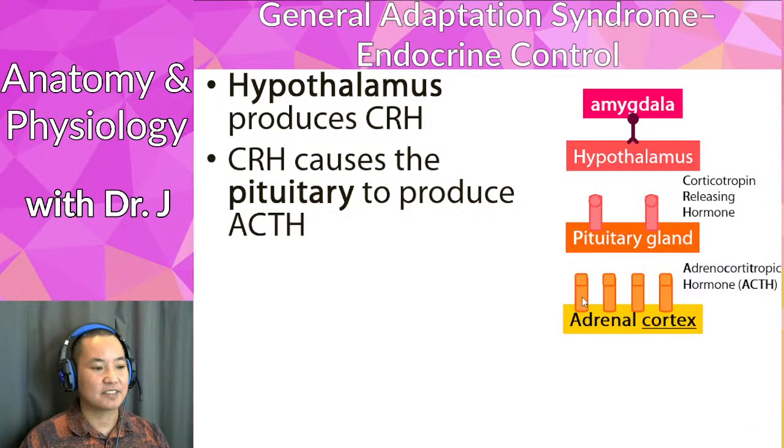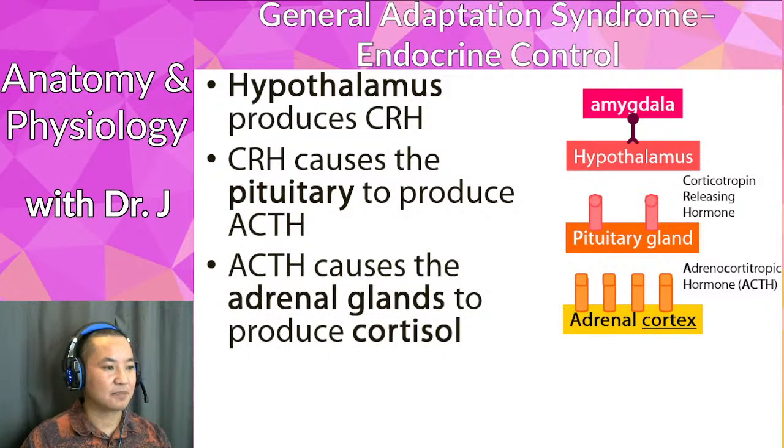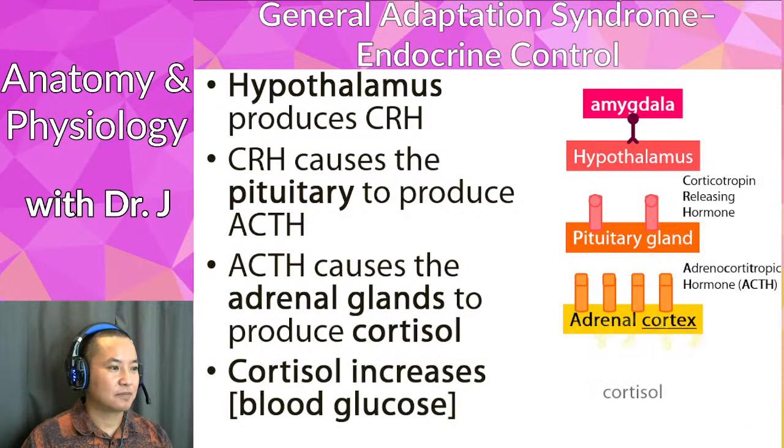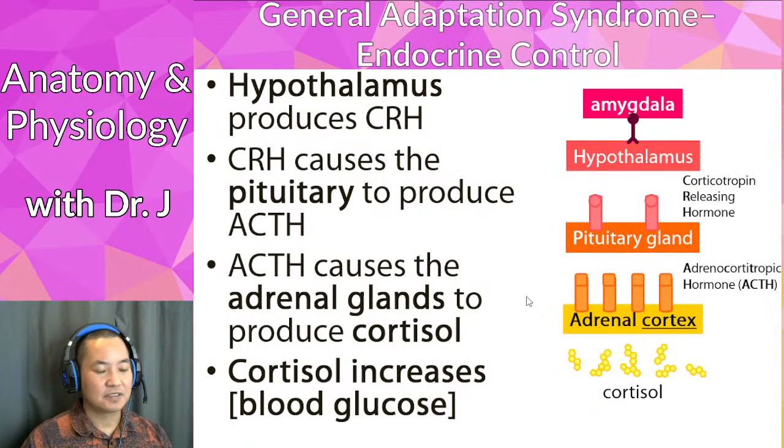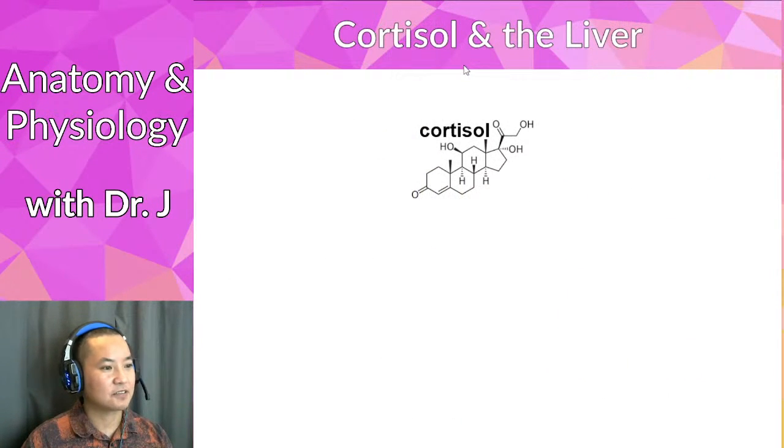But the cells that have these ACTH receptors, once they bind ACTH, then they produce cortisol when they're activated. So cortisol, what's it going to do? It's going to increase blood glucose concentrations. Now cortisol is not only a stress hormone, and how does it do that? Well, one way that cortisol increases the concentrations of blood glucose in your body is by targeting the liver.